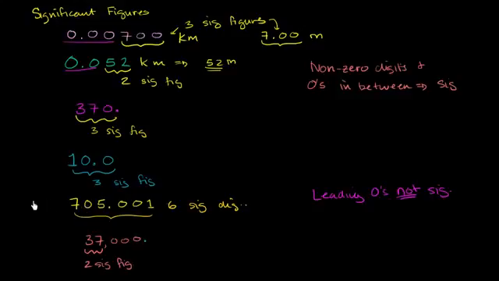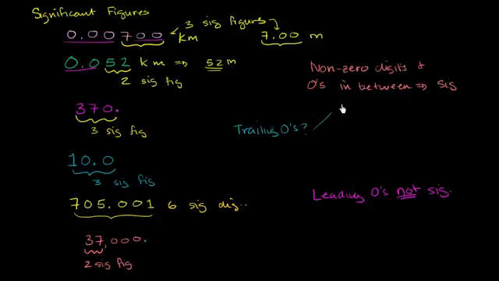And so the last question, all you have left, since you only have non-zero digits and zeros in between, and some leading zeros which we've already said are not significant, is what to do with the trailing zeros. The trailing zeros are the zeros to the right of the last non-zero digit. There are two trailing zeros over here, and three trailing zeros over here. So, trailing zeros. What do we do with them?